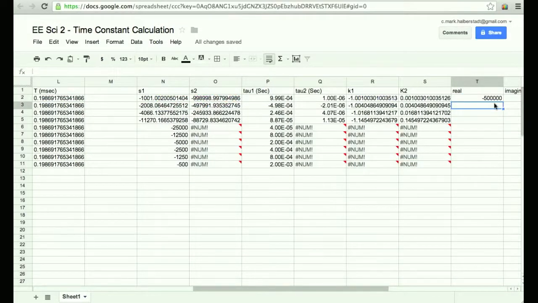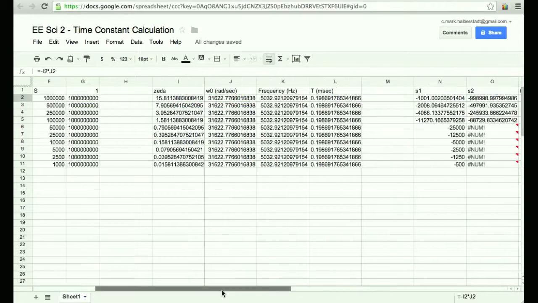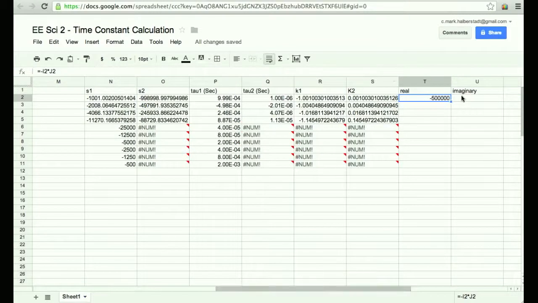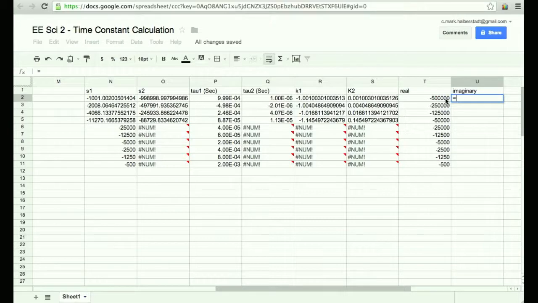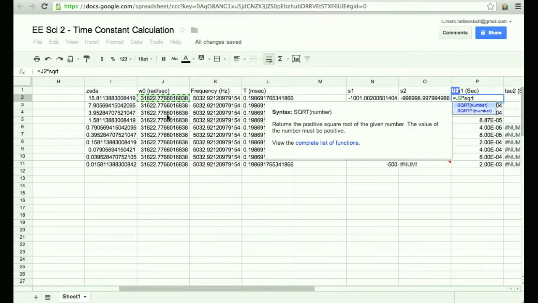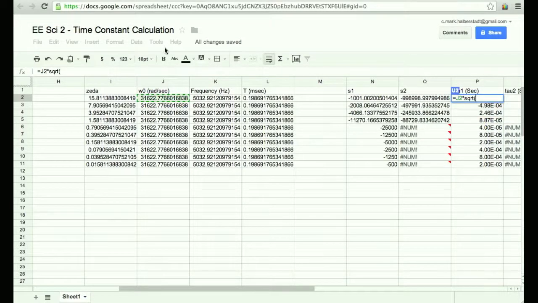Minus zeta times omega naught equals... I'm getting a minus 500, is that right? So my first pole is at minus 500 plus, now I've still got to do the J part, don't I? It's going to be equal to omega naught times the square root of 1 minus zeta squared. I did the square root right. Yeah, I think that's right. So basically it's the same thing, 31.6K. So plus J 31.6K. Cool.